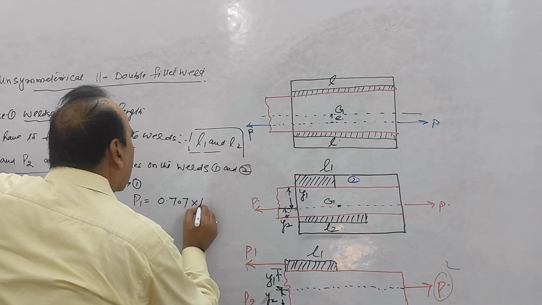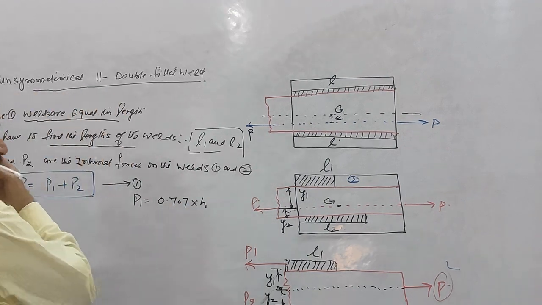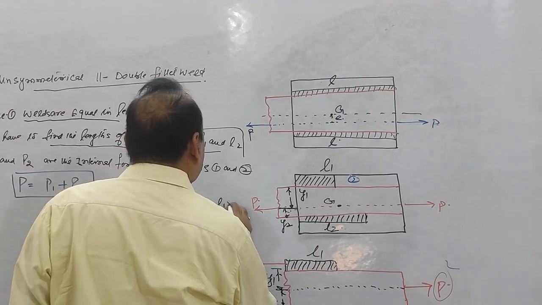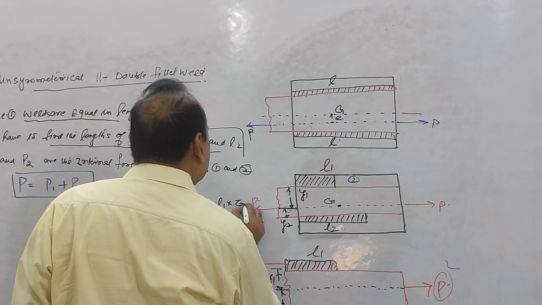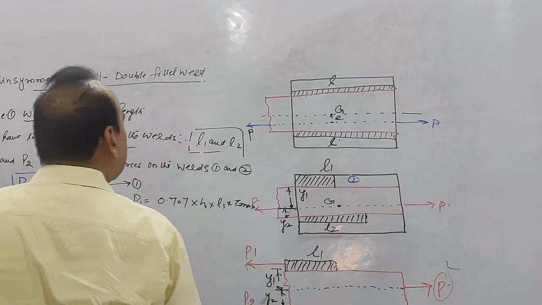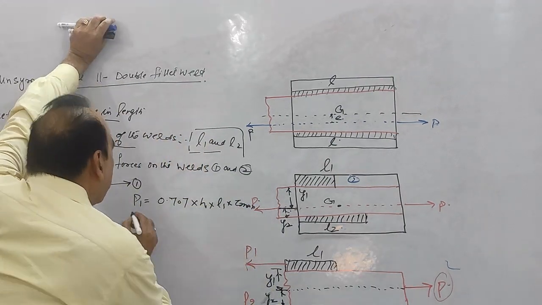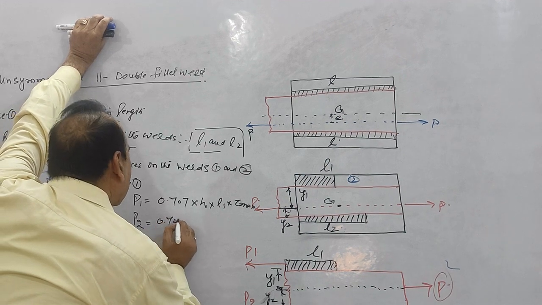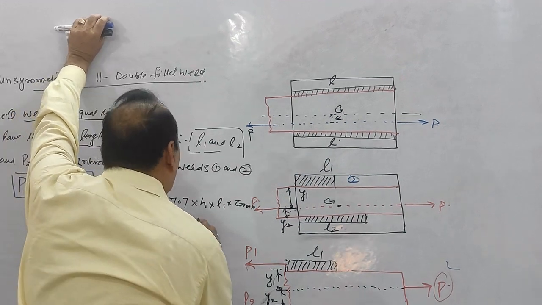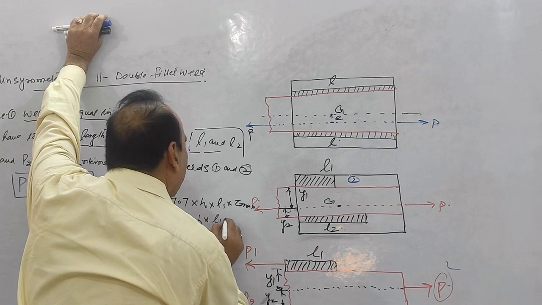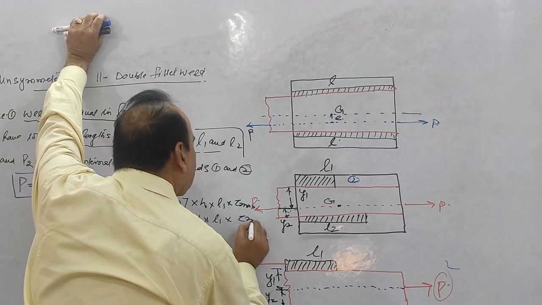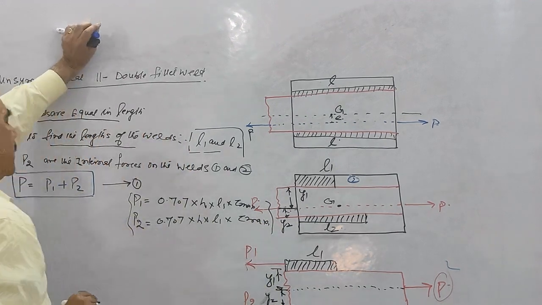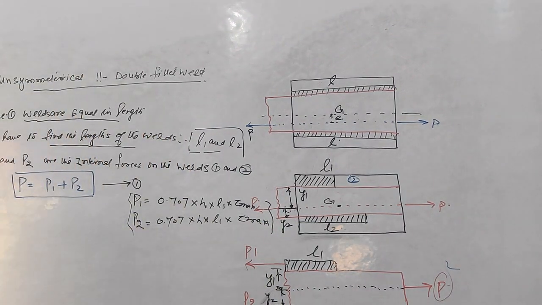0.707 into H into L1 into tau max, right? This is what it will be. And P2 is 0.707 into H into L1 into tau max. You understand this? So this is the value of P1 and P2, right? You understand this?